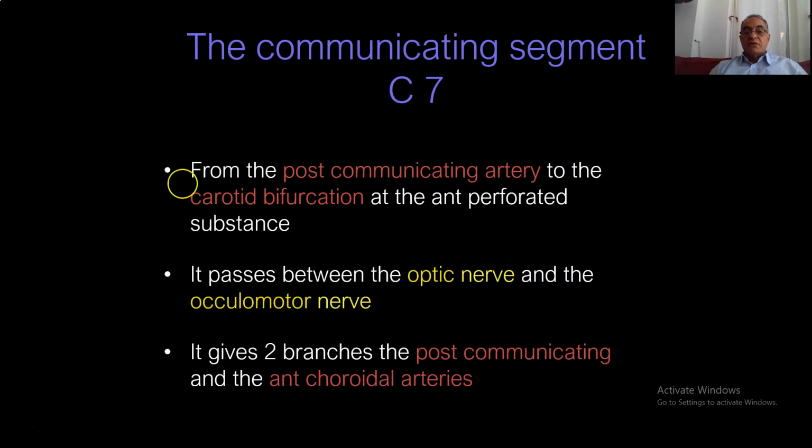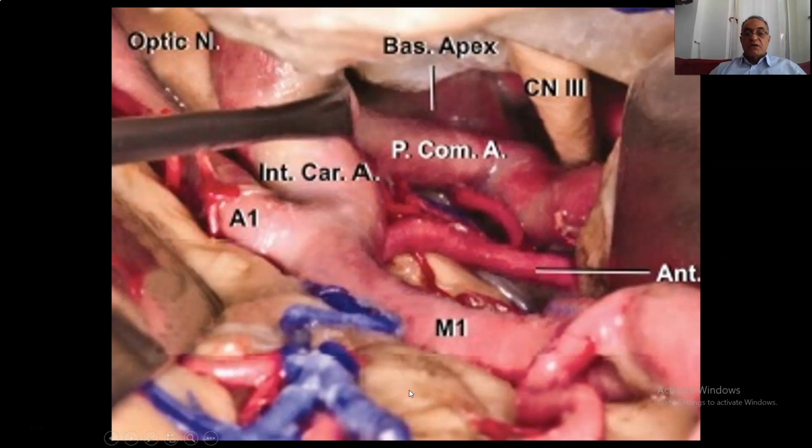Communicating segment from the PCOM to the bifurcation. The last segment, from posterior communicating to carotid bifurcation into the anterior and middle cerebral arteries, is present under the anterior perforated substance. It passes between the optic nerve and the oculomotor nerve, and it gives two branches, posterior communicating artery and the anterior choroidal arteries.